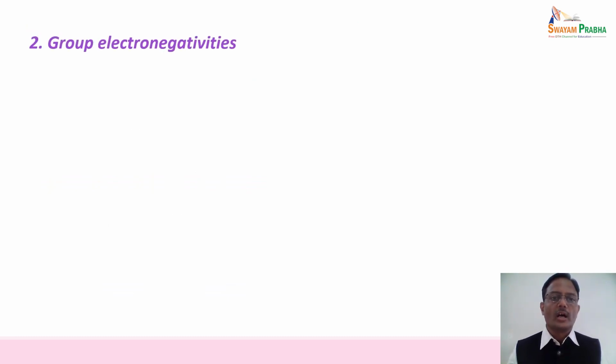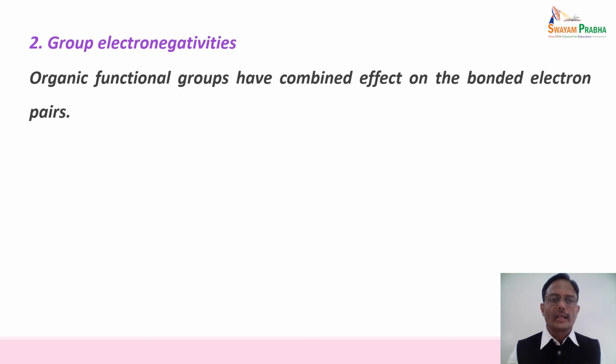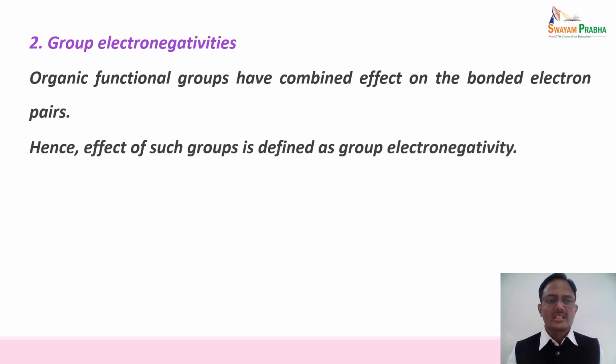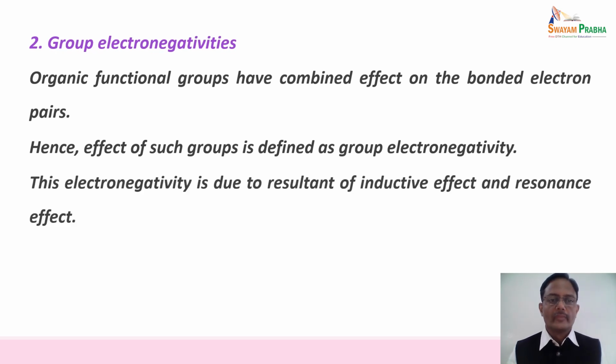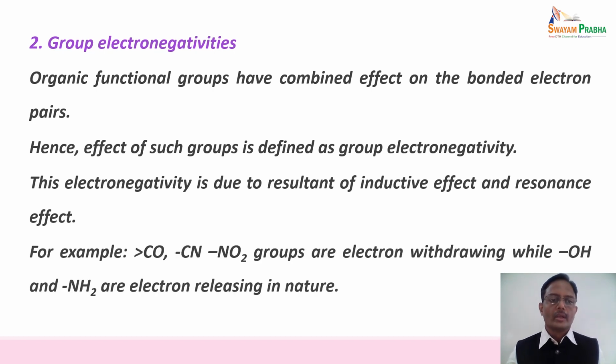The second parameter is the group electronegativities. Now we know that organic functional groups have a combined effect on the bonded electron pair, and hence the effect of such a group is defined as the group electronegativity, and this electronegativity is due to the resultant of inductive effect and resonance effect of the entire group and not of an individual atom. For example, if we consider the carbonyl group or cyanide group or nitro group, they have an electron withdrawing effect, while OH and NH2 groups have an electron releasing nature.